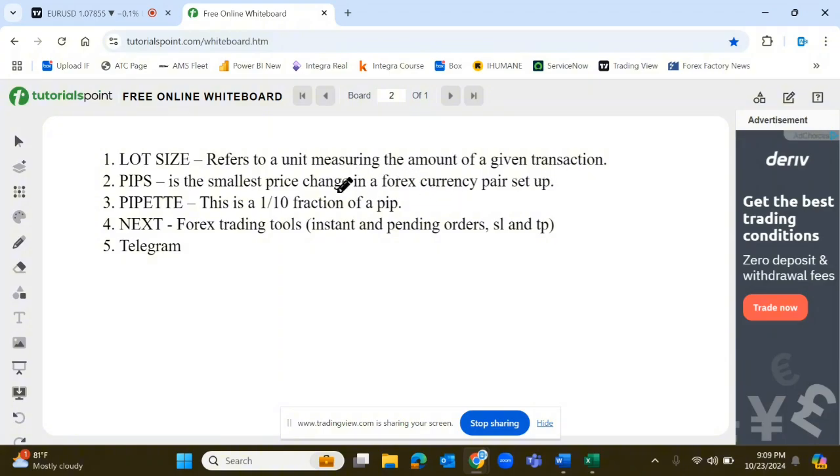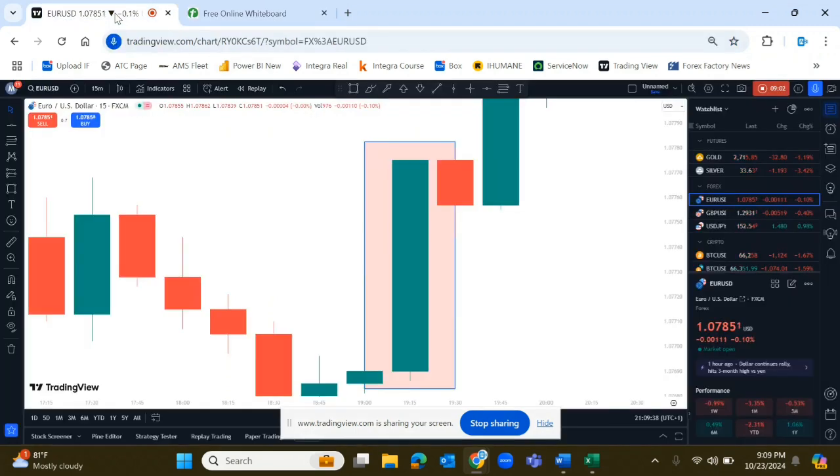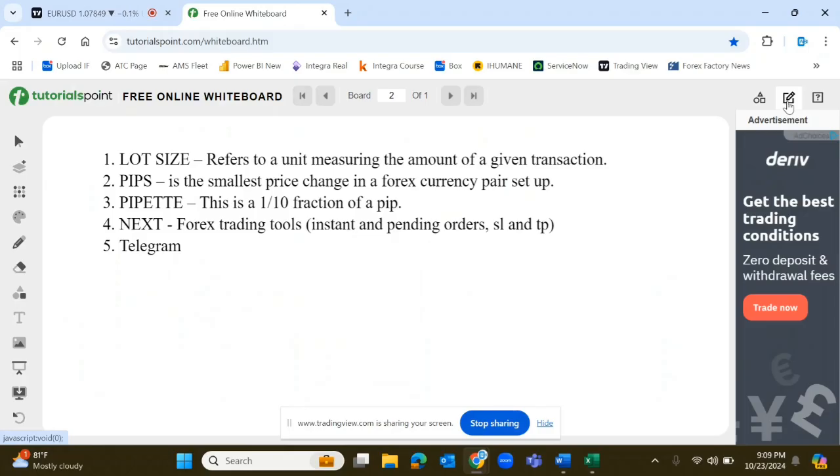It's a unit measuring the amount of a given transaction. It means your lot size is being chosen anytime you want to pick a transaction. For instance, if you go into the forex market and you want to pick a trade, that is where you choose your own lot size. Then what does lot size mean?